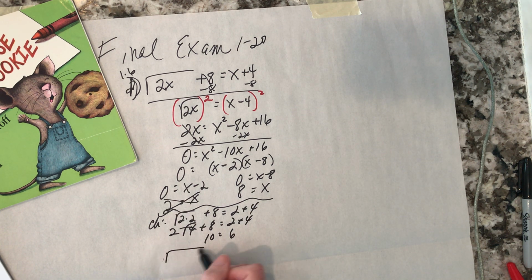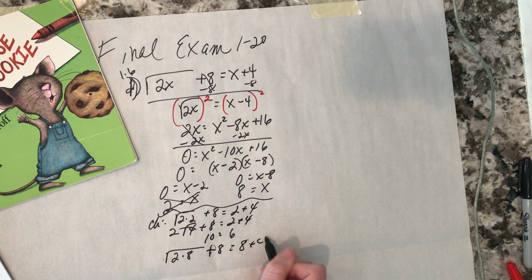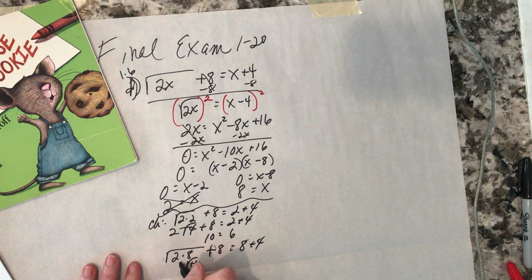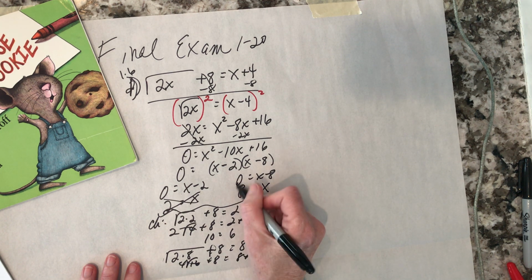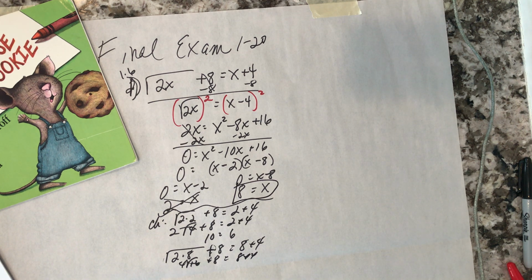So we're going to put 8 in there. 2 times 8 plus 8 equals 8 plus 4. And work that out and see that it works. We've got the square root of 16, which is a 4. 4 plus 8 equals 8 plus 4. Good. So you get one answer out of that.